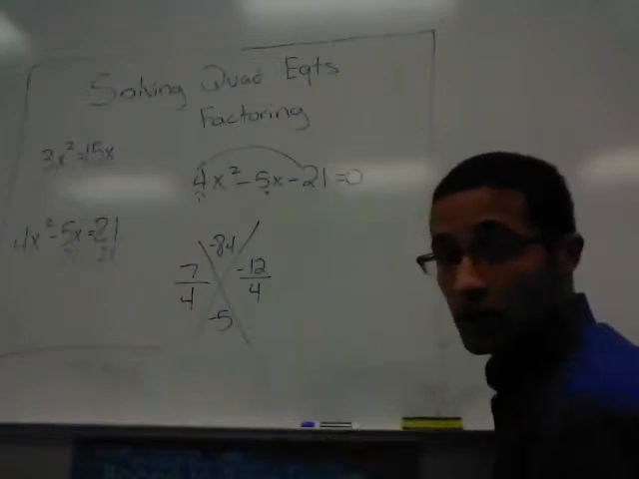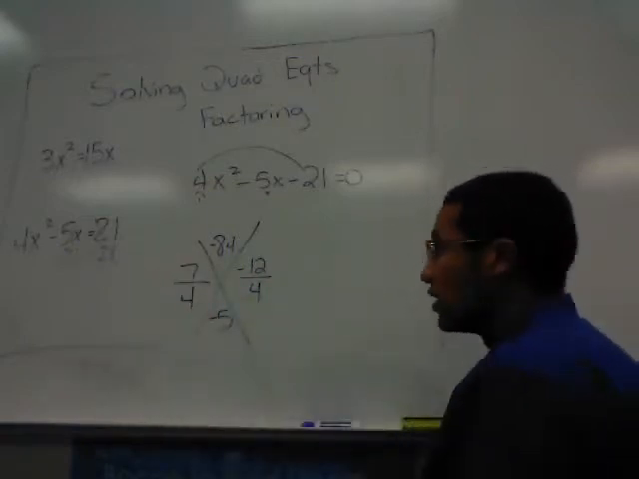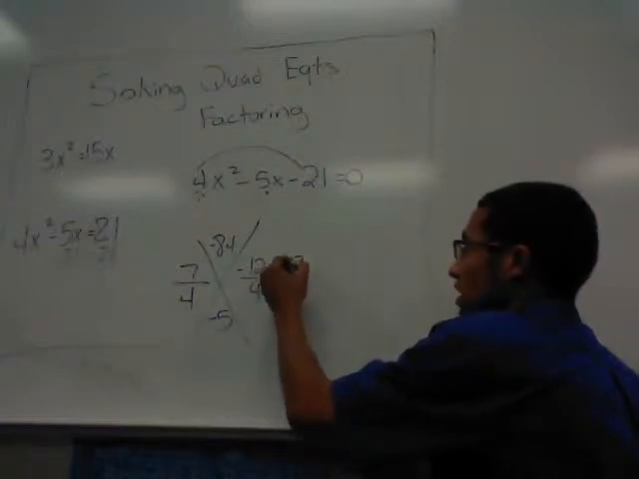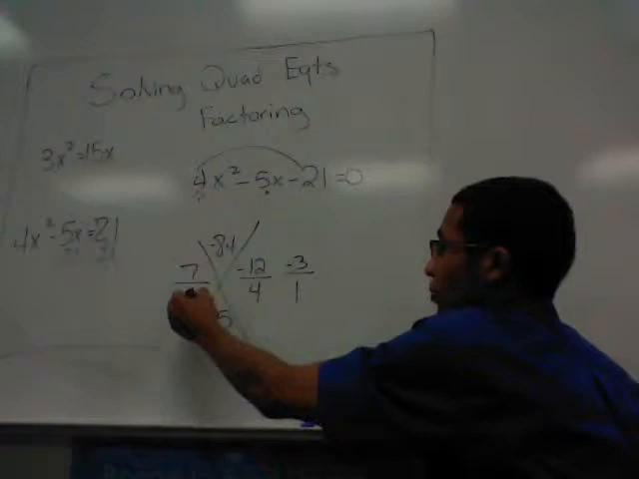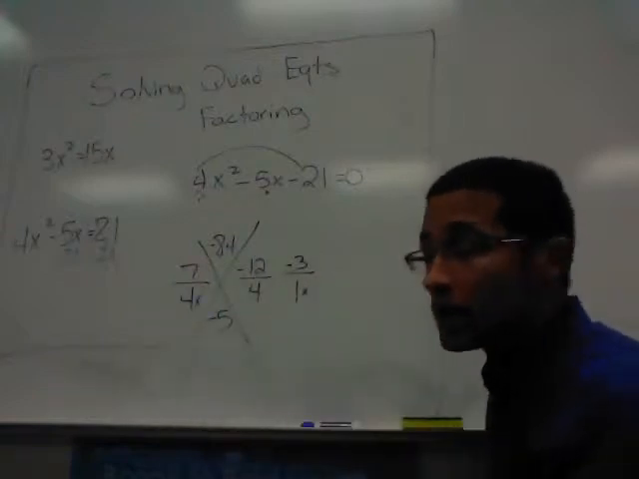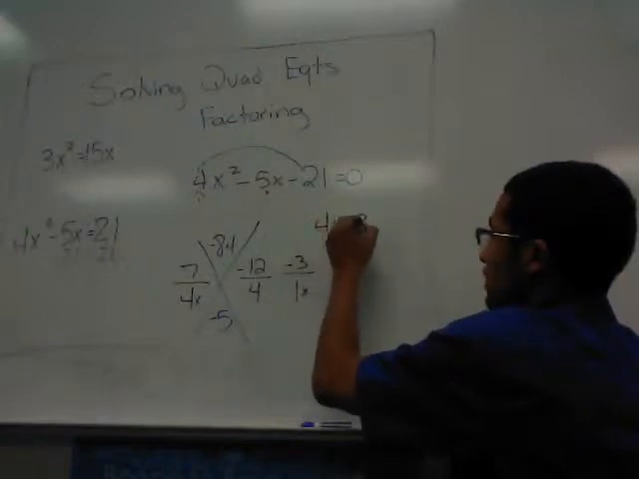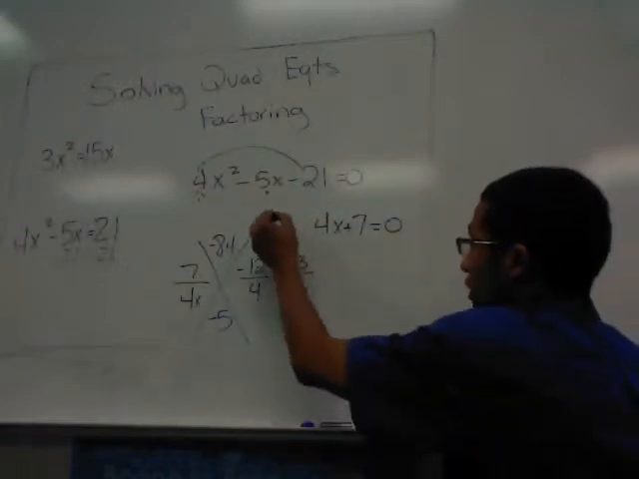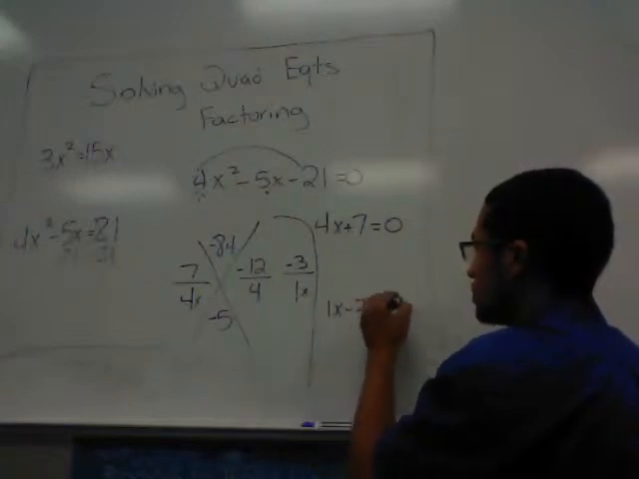So now, we're going to simplify this. It's already simplified, so we can move on. This one is simplified to negative 3 over 1. And now whatever variable you have, we're going to throw that on the bottom of each one. So now, we're going to write 4x plus 7 is equal to 0. And we make a little wall. 1x minus 3 is equal to 0.